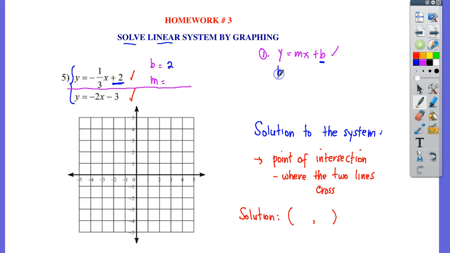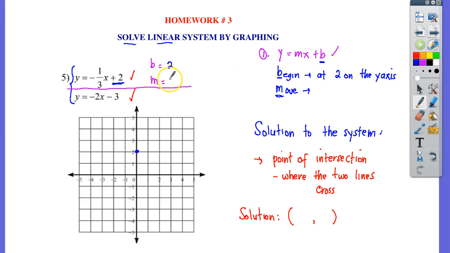And we say that b is for begin, we begin at 2 on the y-axis. So on the y-axis, I'm going to plot a point at 2. That's your starting point. And then I'm going to move. So m stands for move. We're going to move depending on the slope, the m value, the number in front of x.